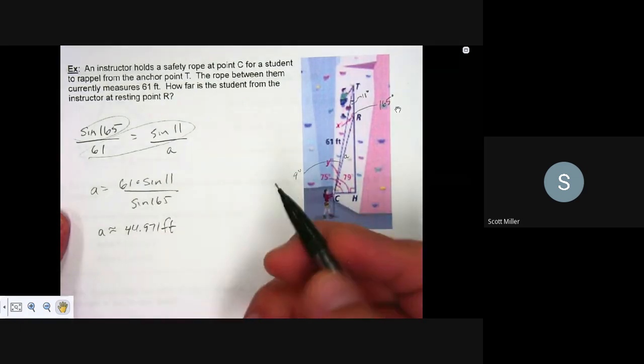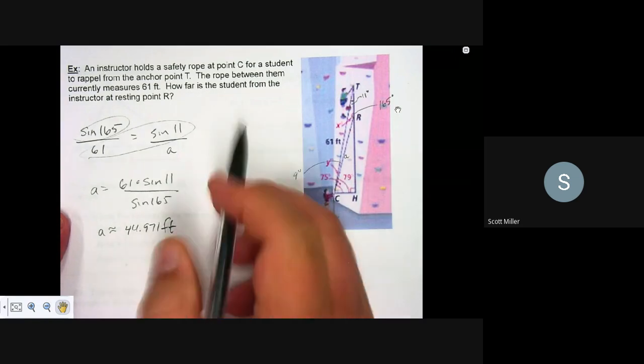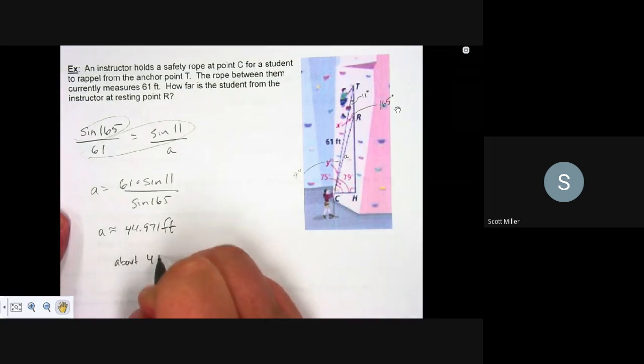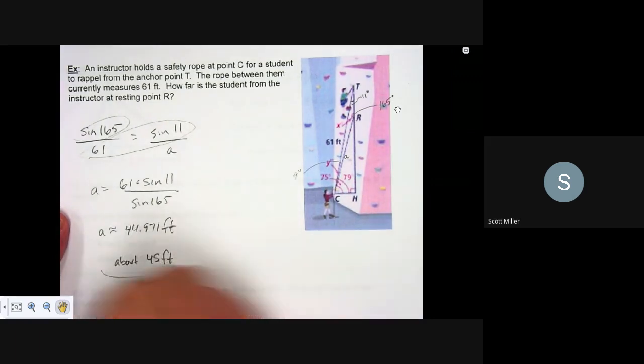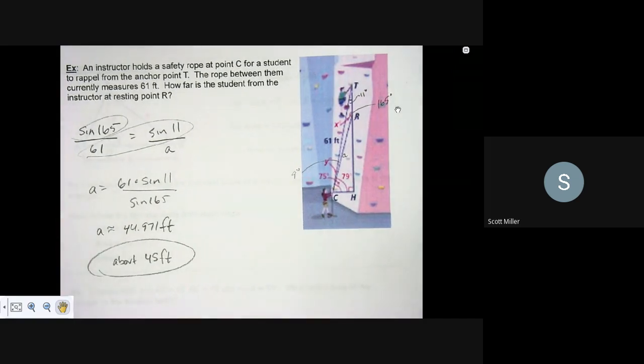But in answering this question in context, I can simply say that they ask how far the student is from the instructor at the resting point R. I can say it's about 45 feet. Okay, that is one option that we can do.